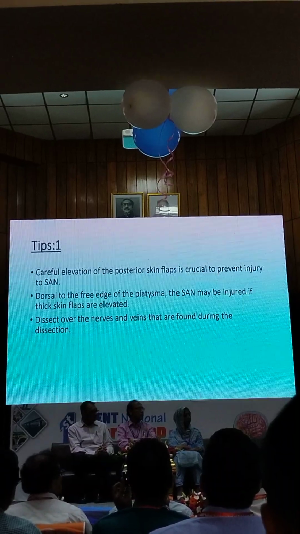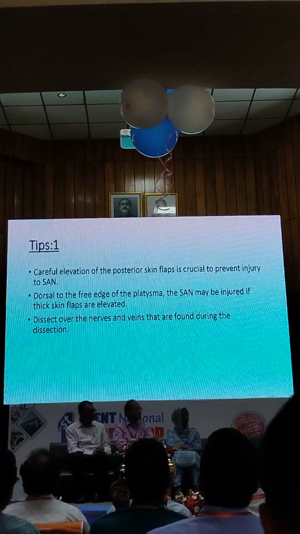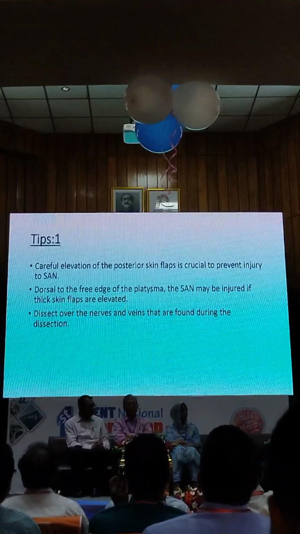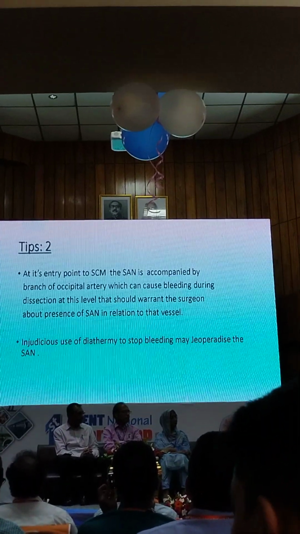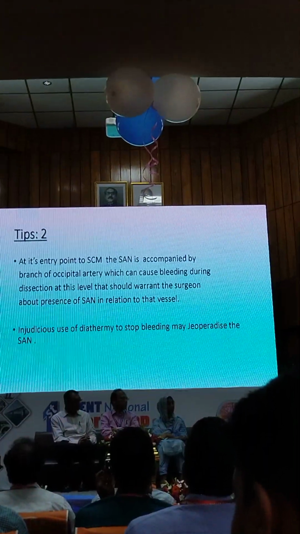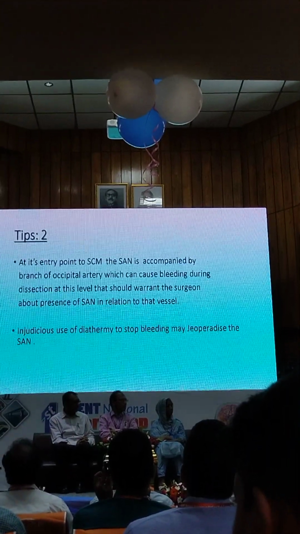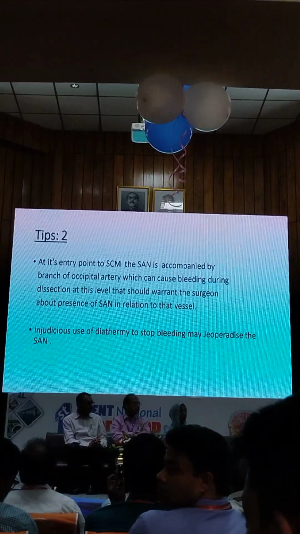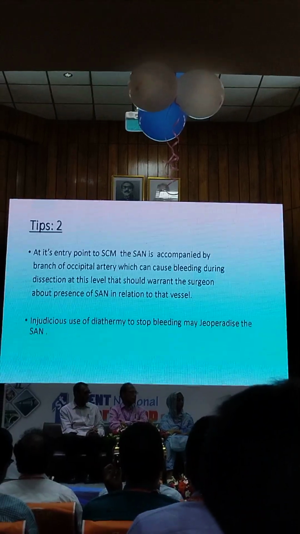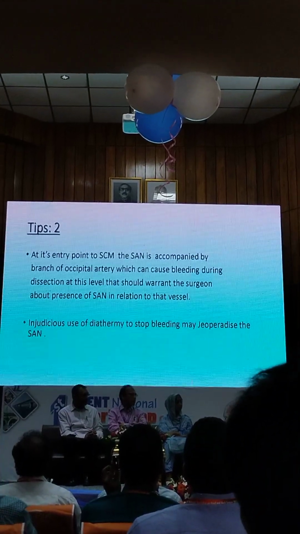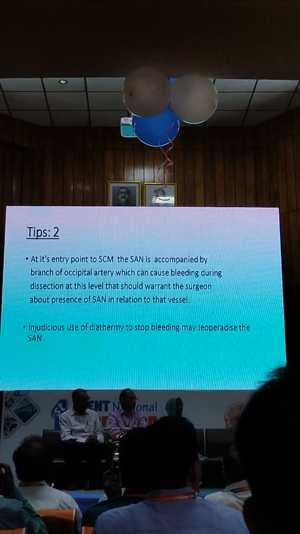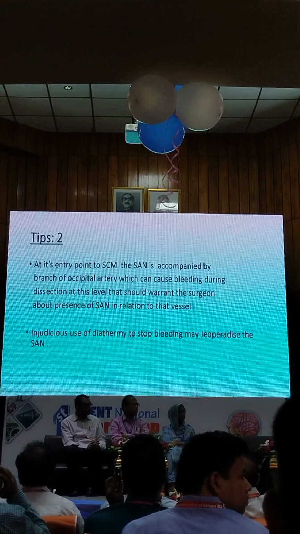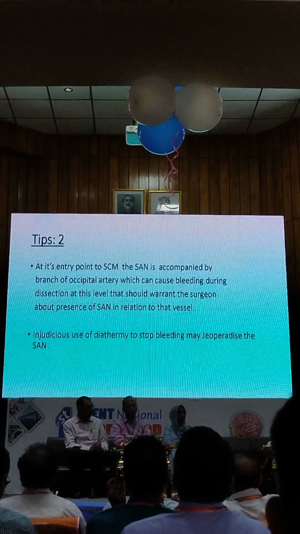Here is my tip: careful elevation of the posterior skin flap is crucial to protect the spinal accessory nerve. At its entry point to the sternocleidomastoid muscle, it is accompanied by the occipital artery, which can cause bleeding during dissection at this level, and injudicious use of diathermy to stop bleeding may jeopardize the spinal accessory nerve.